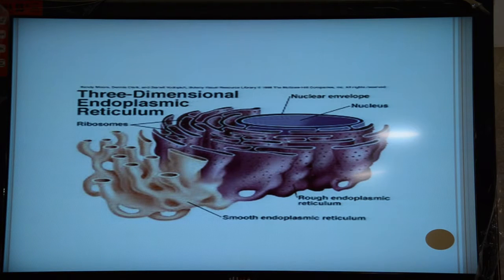Another figure shows the three dimensions of the endoplasmic reticulum. It is attached to the nucleus, and it is composed of many ribosomes. But in the smooth endoplasmic reticulum, it is the opposite: there are no ribosomes on this side of the smooth endoplasmic reticulum.